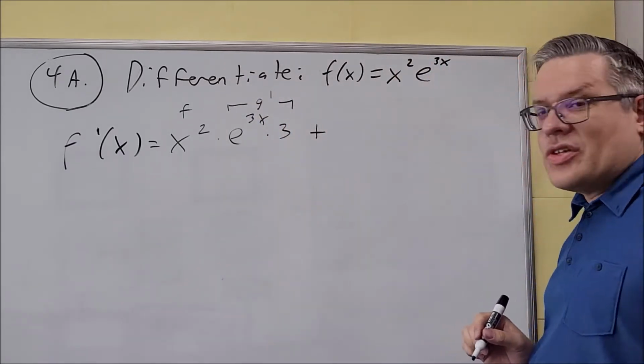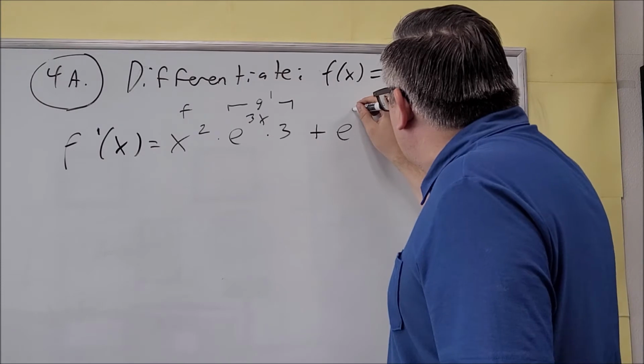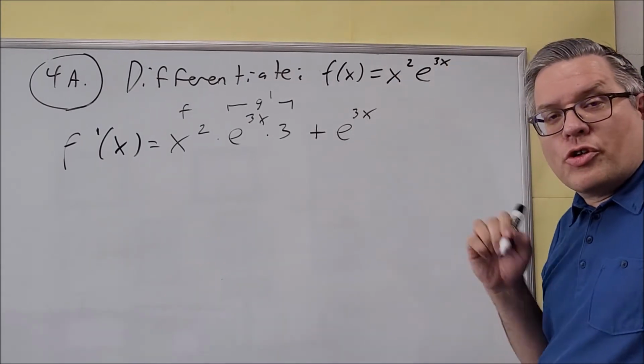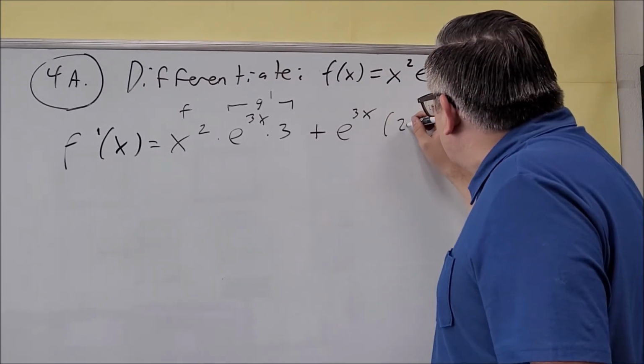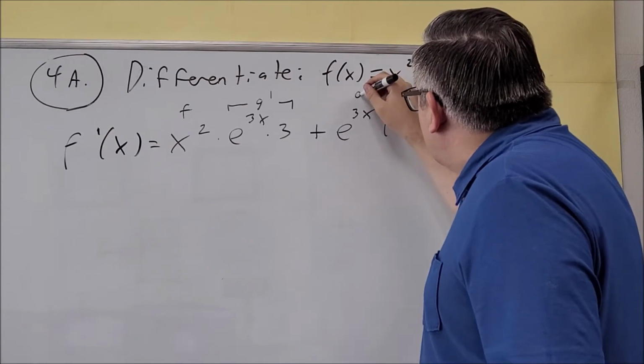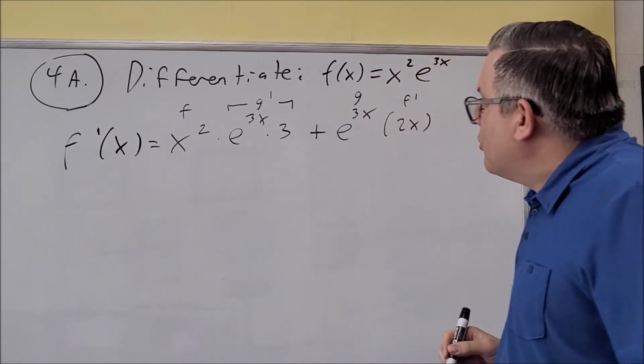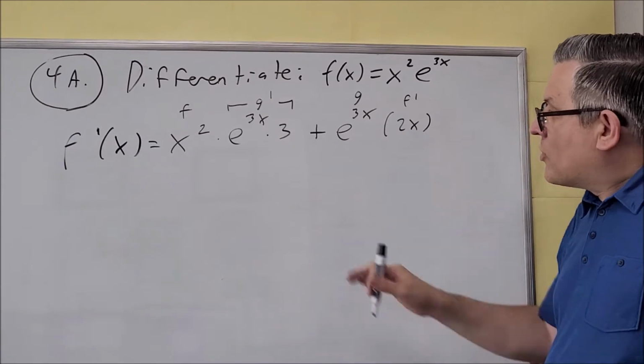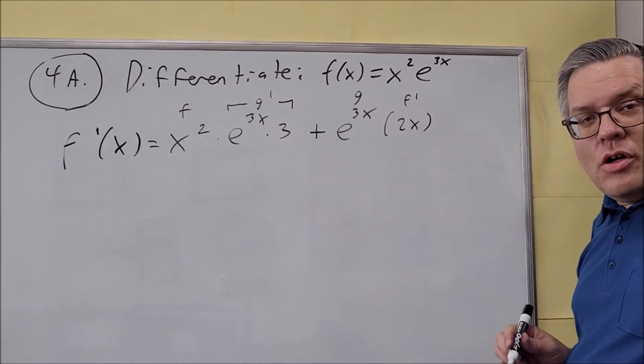Then we have plus the second thing, e to the 3x, times the derivative of the first, which is 2x. Let's label those. That's g, and then f prime is this one right here. So those are all the different pieces for your product rule.